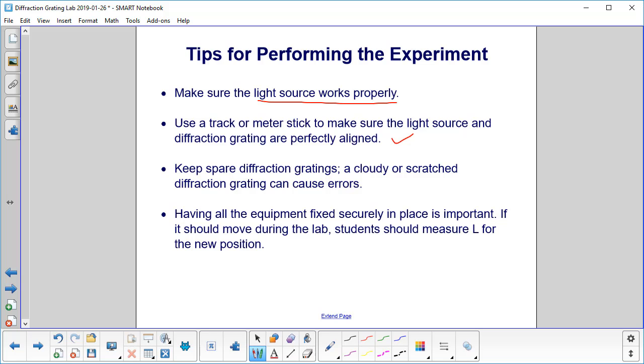Having all the equipment fixed securely in place is important. If it should move during the lab, students have to start all over and measure L for this new position.